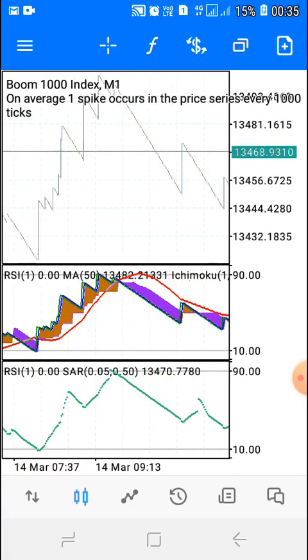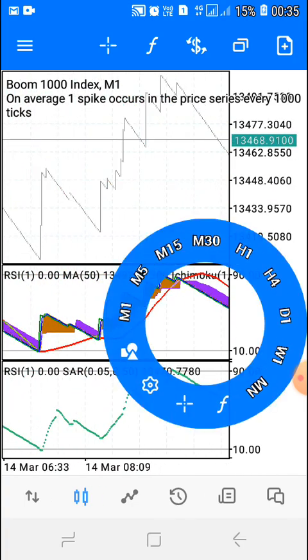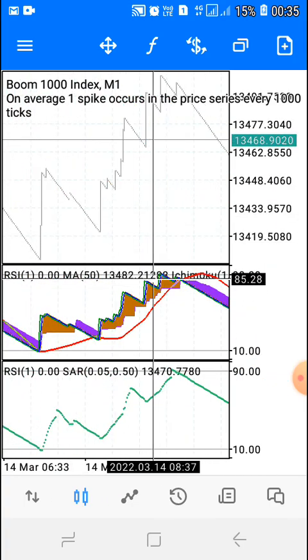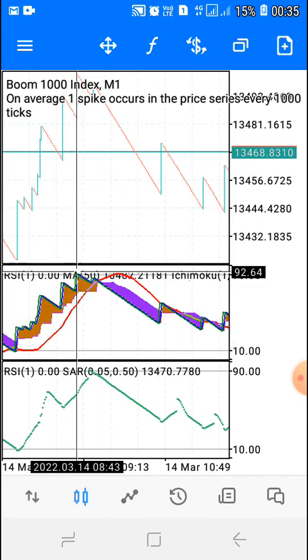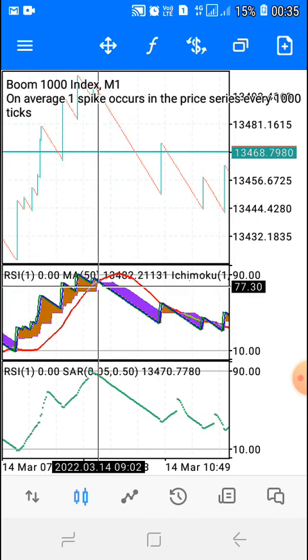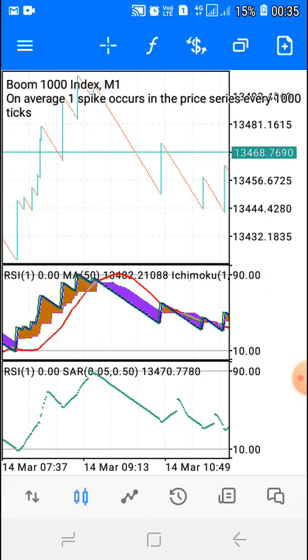Same thing happened over here. Look at this. We have the moving average and the parabolic SAR and the Ichimoku touch the 90 level, but the Ichimoku is brown, so you do not take an entry. You wait until it's purple. As soon as it turns purple, you take a sell.